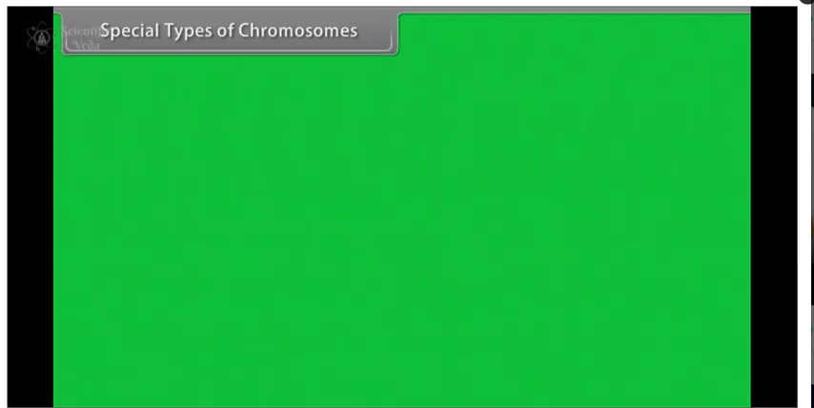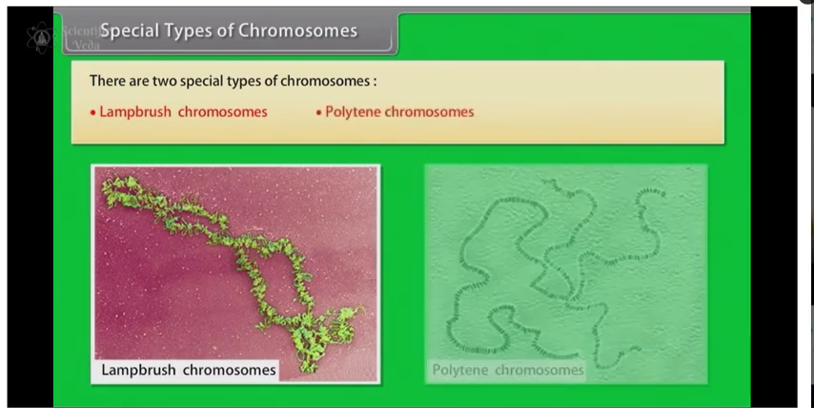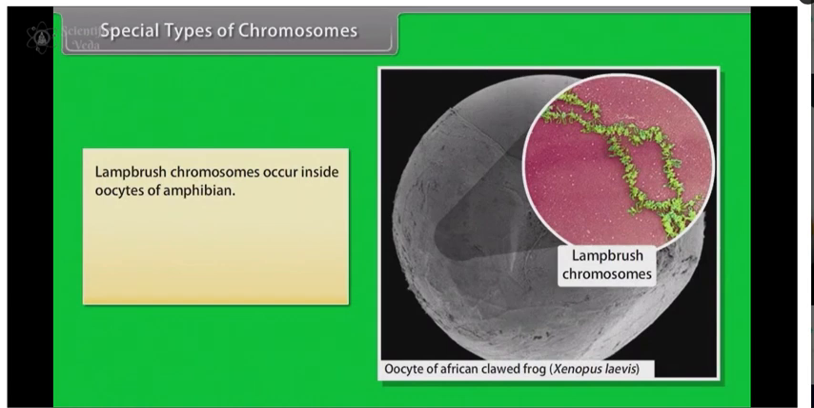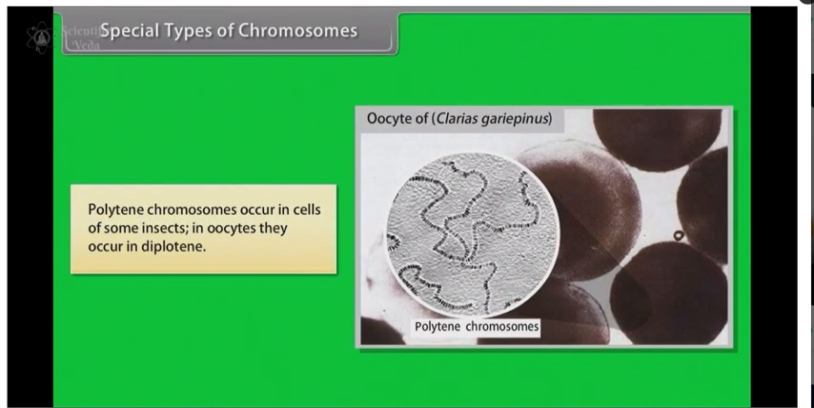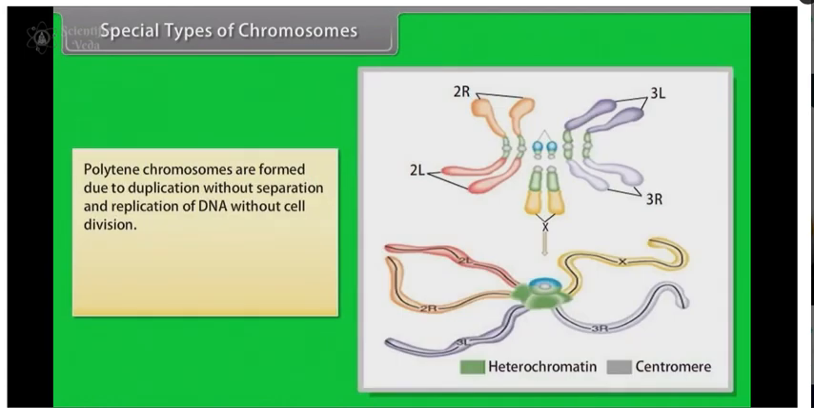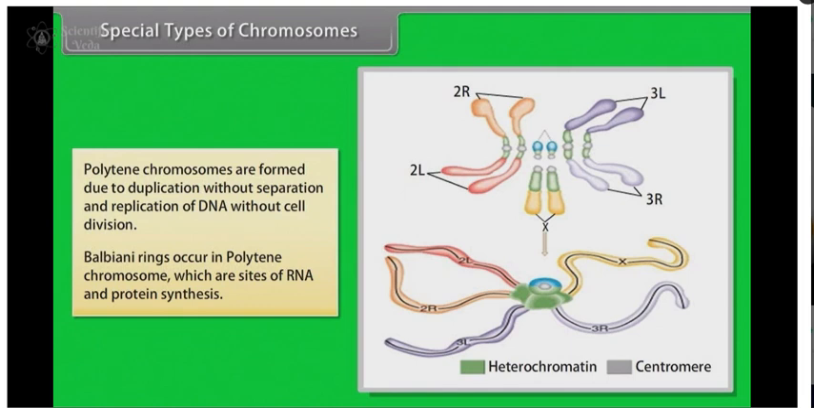Special types of chromosomes. There are 2 special types of chromosomes: lampbrush chromosomes and polytene chromosomes. Lampbrush chromosomes occur inside oocytes of amphibians. Loops of lampbrush chromosomes possess DNA, RNA, and proteins. Lampbrush chromosomes are observed in meiotic prophase. Polytene chromosomes occur in cells of some insects. They occur in the salivary glands in diploid cells. Polytene chromosomes are formed due to duplication without separation and replication of DNA without cell division. Balbiani rings occur in polytene chromosomes, which are sites of RNA and protein synthesis.